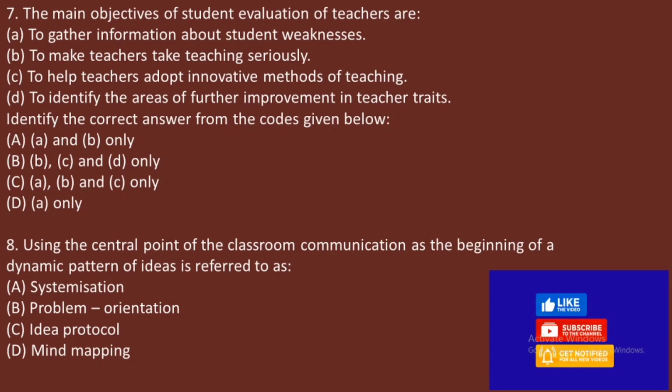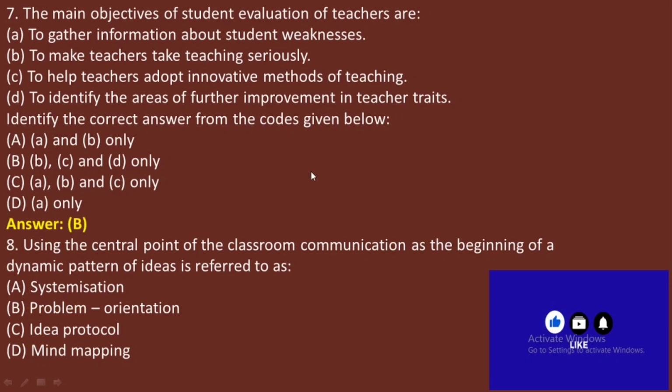The main objectives of student evaluation of teachers are to gather information about student weaknesses, to make teachers take teaching seriously, to help teachers adopt innovative methods of teaching, and to identify the areas of further improvement in teacher traits. Here the best option is option B, that is B, C, D: to make teachers take teaching seriously, to help teachers adopt innovative methods of teaching, and to identify the areas of further improvement in teacher traits.